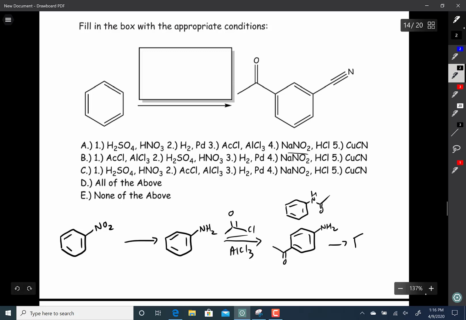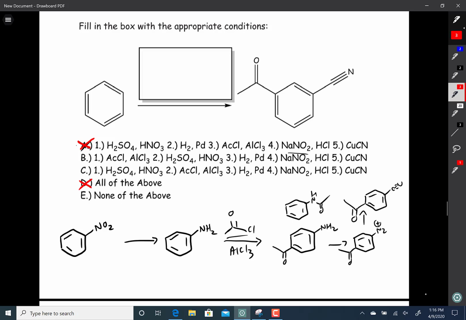NaNO2 creates the diazonium. And copper cyanide replaces that diazonium with a nitrile. And this has the two groups para to each other. That eliminates A as an option. Since A is not an option, the all of the above option also goes away.